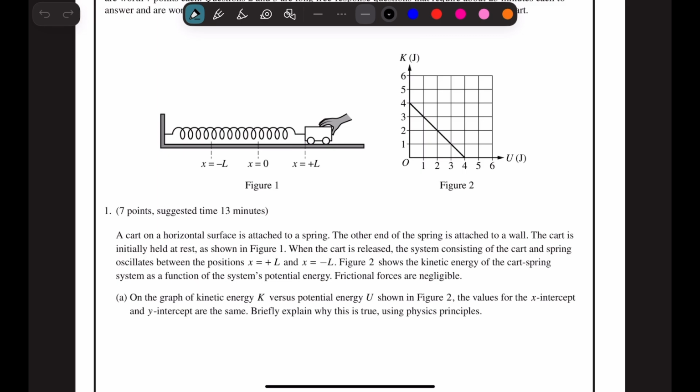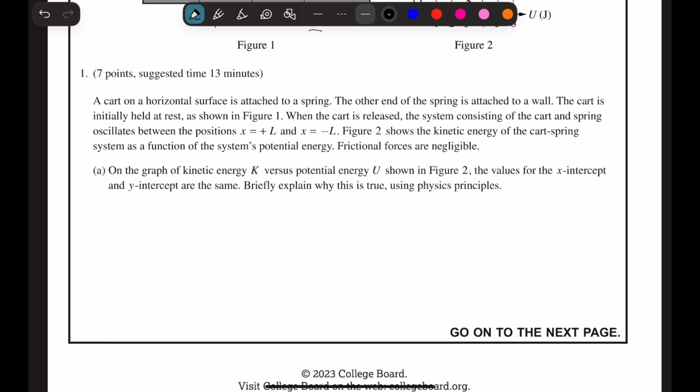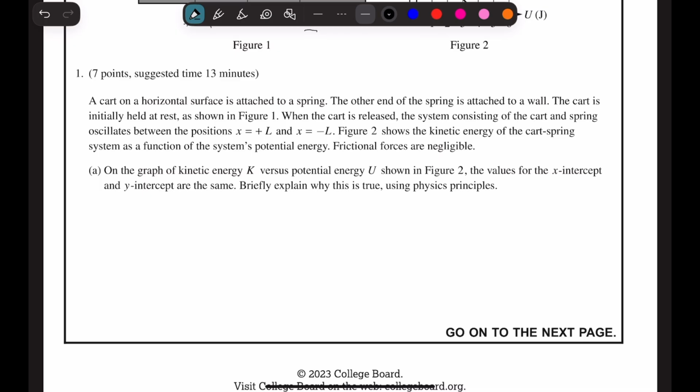When the cart is released, the system consisting of the cart and the spring oscillates between the positions positive L and negative L. Figure 2 shows the kinetic energy of the spring-cart system as a function of the system's potential energy. Frictional forces are negligible. On the graph of the kinetic energy K versus potential energy U, shown in Figure 2, the values for the x-intercept and the y-intercept are the same. Briefly explain why this is true using physics principles.